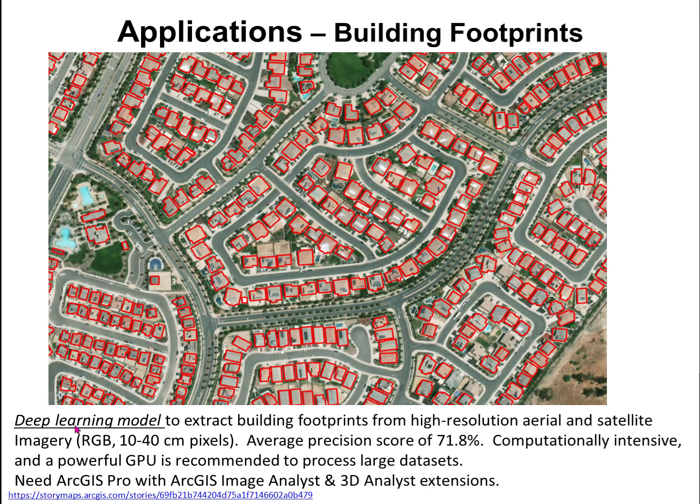So Esri's got this deep learning model now that extracts building footprints from high resolution aerial and satellite imagery, say 10 to 40 centimeter pixels. The average precision score is 72%, and it is computationally intensive. You got to have a really powerful CPU to do it. Of course, you need the software.